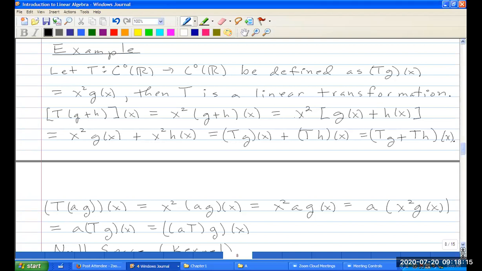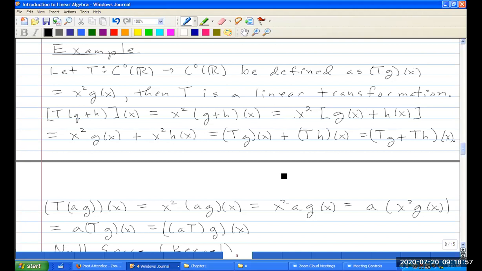So let T be a transformation, a function, from the vector space C0(R), the set of all continuous functions on R, to C0(R), the set of all continuous functions defined on the whole real line. Let's define this as Tg at x is just x squared g of x. So we're multiplying by x squared. Is multiplication by x squared linear? The answer is yes.